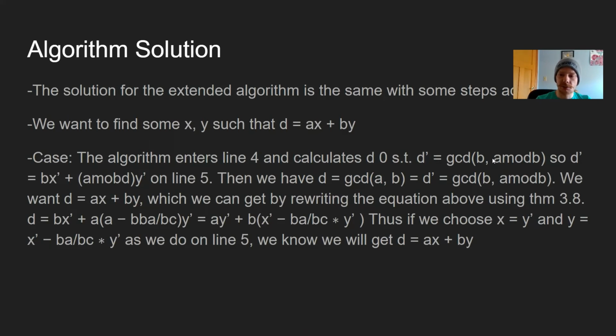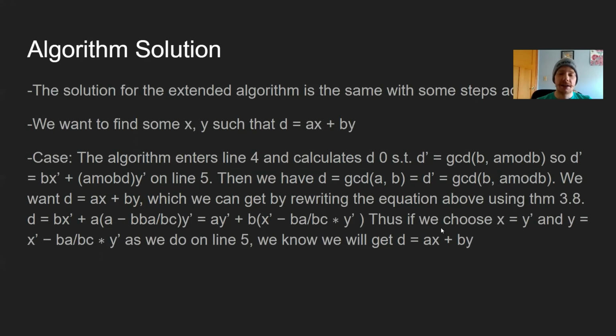And because of this, we can state that this next statement is true, that D prime equals A X prime plus A mod B Y prime. And that's just a common trait that greatest common divisors have, that you can write these as a linear combination. So then that gives us that all of these things are true, but we want to know that this here is true, that D equals AX plus BY.